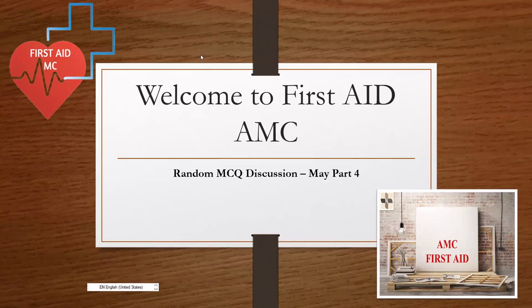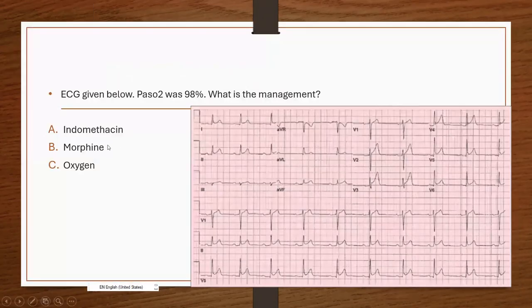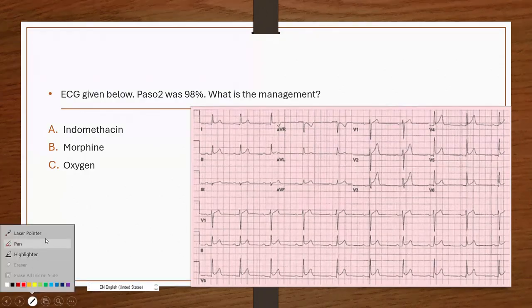As usual, we'll be discussing a few selected MCQs today as well. So let's start. This is going to be the first question for today. This ECG has been given with a clinical scenario and saturation had been 98%. What is the management? So the plan here is to identify the ECG and to identify the clinical condition and to come up with the management. Assume that this is an adult.